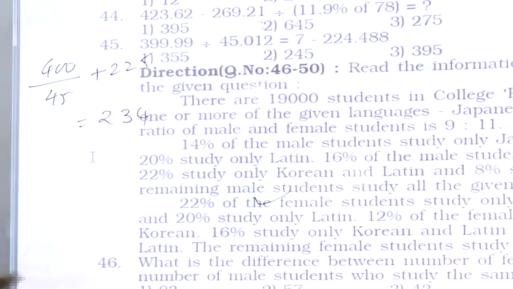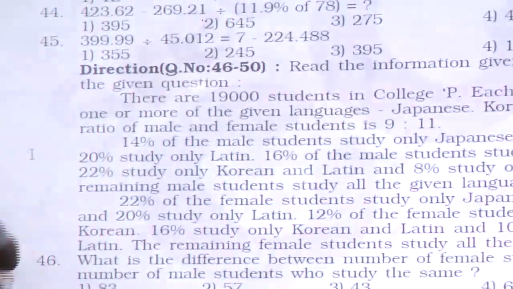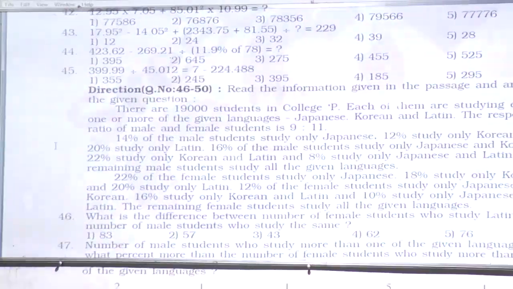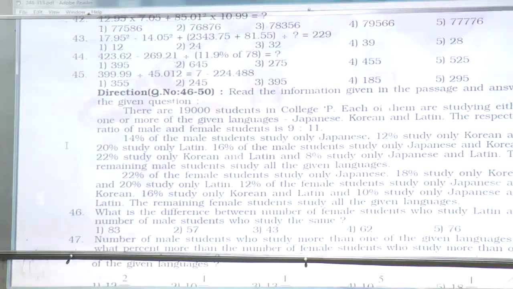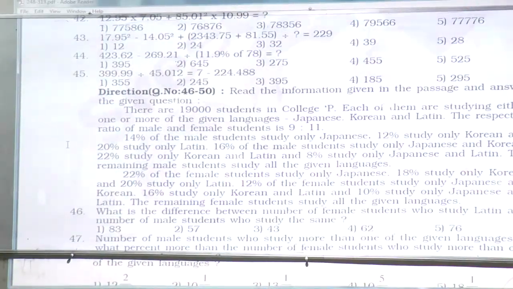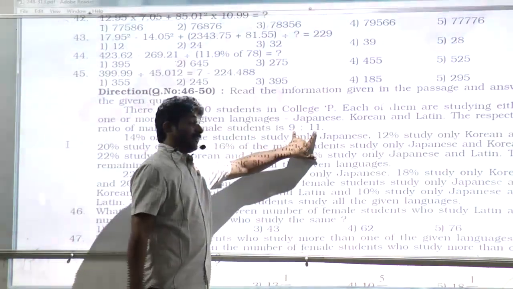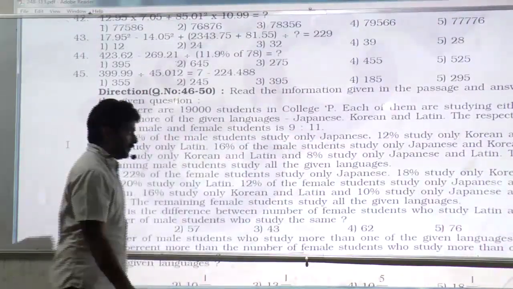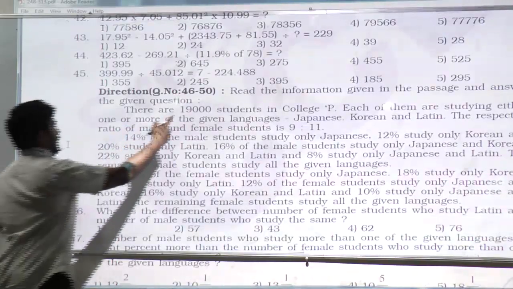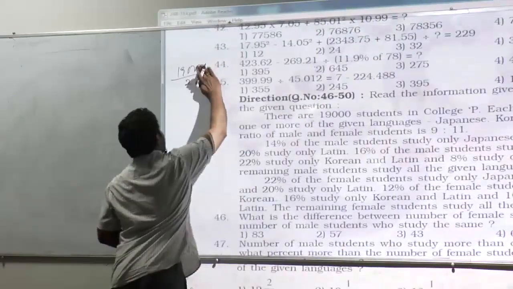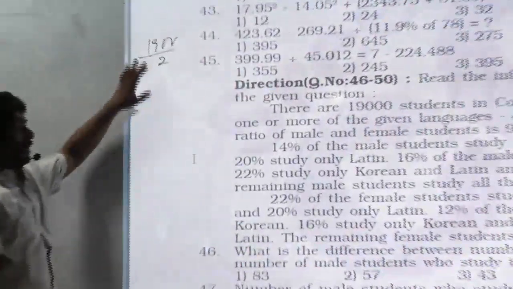Next, 46 to 50. There are 19,000 students in college P. Each of them is studying either one or more of the given languages: Japanese, Korean, Latin, in the respective ratio, male and female, 9:11. So, what is the total population? 19,000. How many parts do we have? 20 parts. What about one part? 19,000 divided by 20. 0, 0 cancel. 1900 divided by 2.